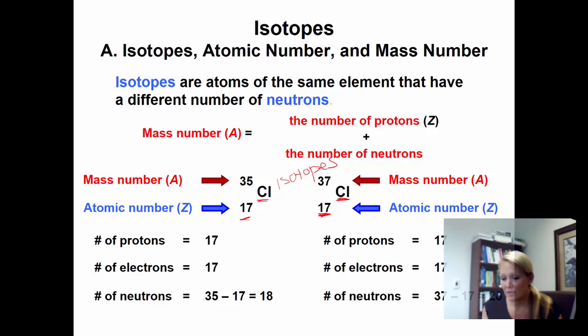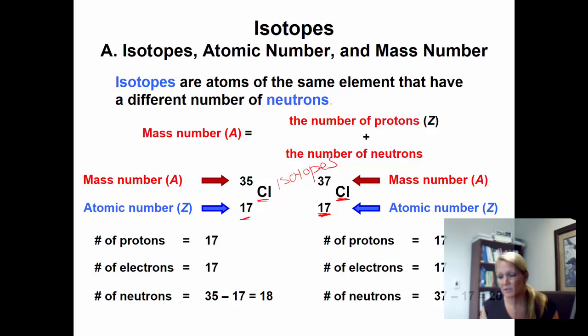The number of electrons, this is a neutral atom, a neutral element, so it's also going to be 17. To get the number of neutrons, think about it: you know the total from your mass number A, and you know that the mass number is the number of protons plus neutrons, so we can subtract. We can take 35 minus 17 to give us 18 neutrons. For chlorine 37, we would take 37 minus 17 to give us 20.